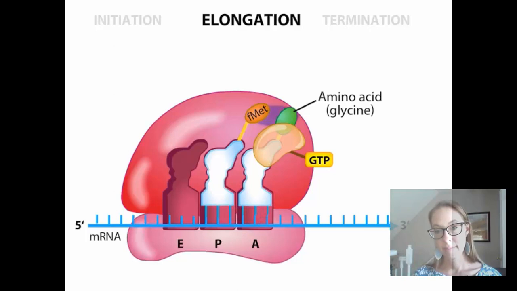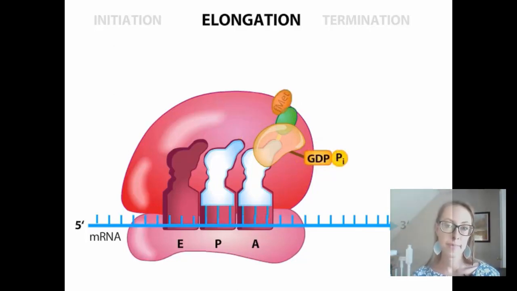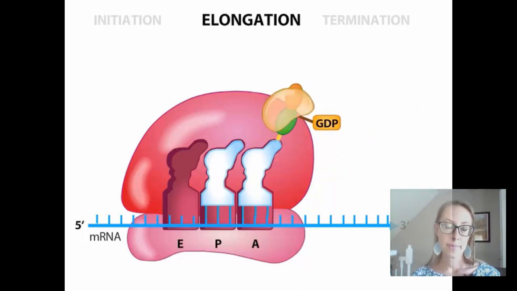Next, the ribosome catalyzes the formation of a peptide bond between the 2 amino acids, and the hydrolysis of GTP drives peptide bond formation. The resulting EFTU, GDP, is expelled.